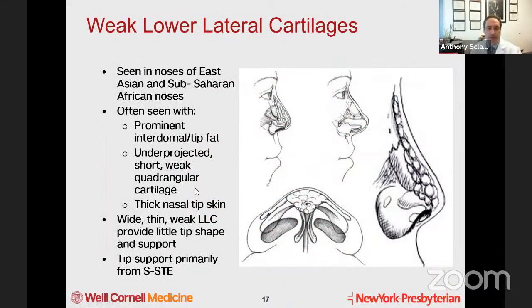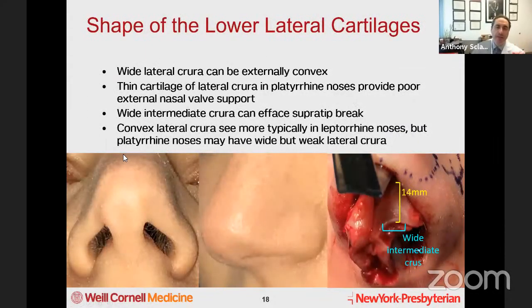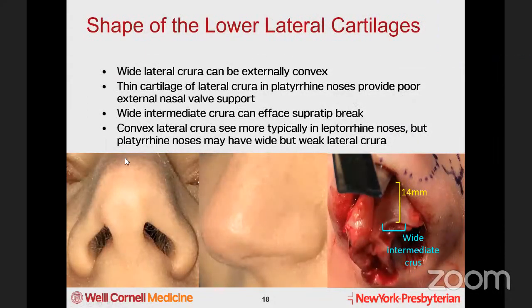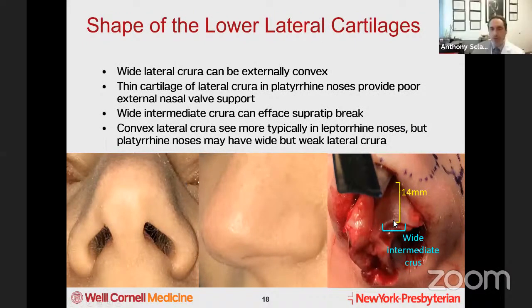Okay, so we talked about that. But you typically see these in these platyrrhine noses. A lot of fat in between the cartilage, splayed cartilage, very weak cartilage. A lot of times it goes right up the dorsum. Okay. And then we have to look at the shape of the cartilage, the shape of the lower lateral cartilage. So if you have a wide lateral crus, it's going to give a lot of bulk. These are all the same patients. Okay, you're going to have just a lot of bulk.